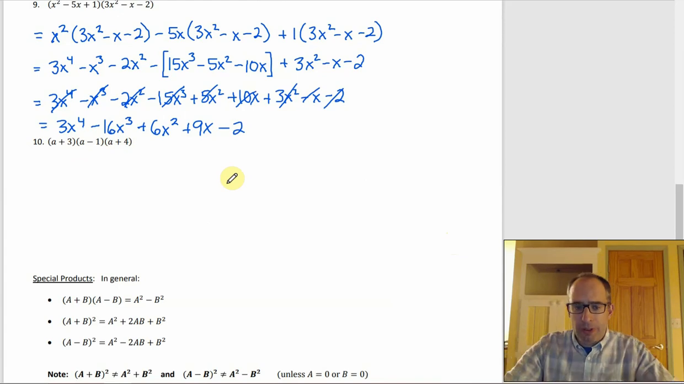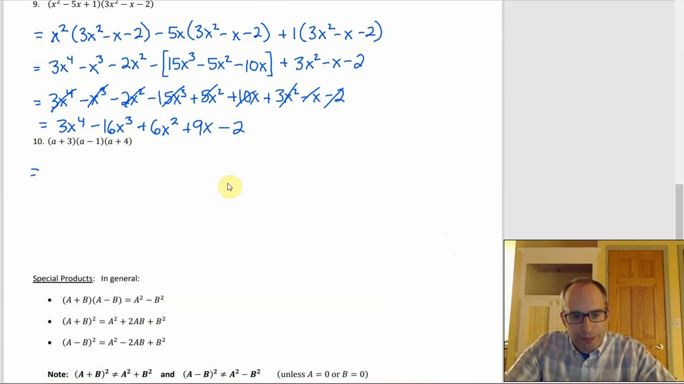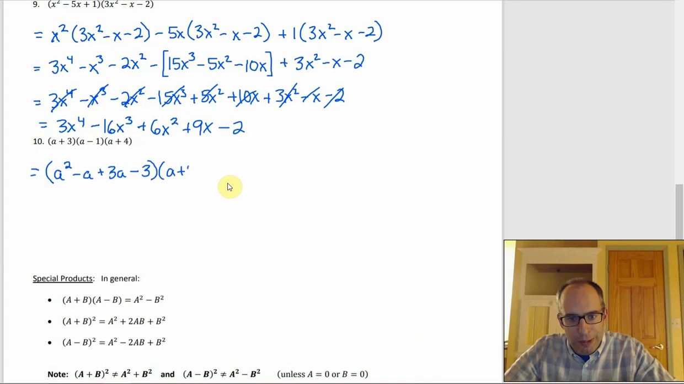So I guess really multiplication commutes, so you could multiply in whatever order you wanted, but we'll just go left to right. So we're going to FOIL the first two, and then the third one will just be kind of tacked on here at the end, and then we'll have to distribute it. But a plus 3 times a minus 1, if we FOIL, we're going to have a squared, and then minus a for the outer terms, plus 3a for the inner terms, and then minus 3. And then that'll have to get multiplied by a plus 4.